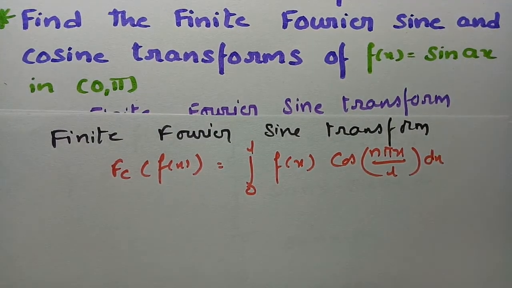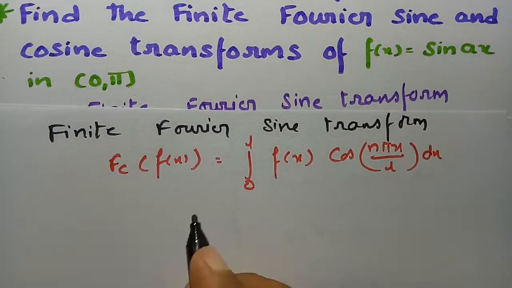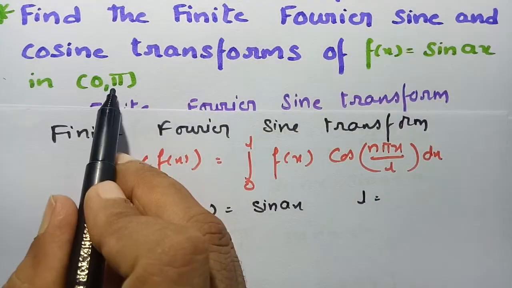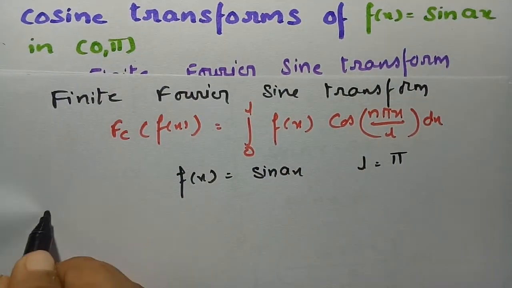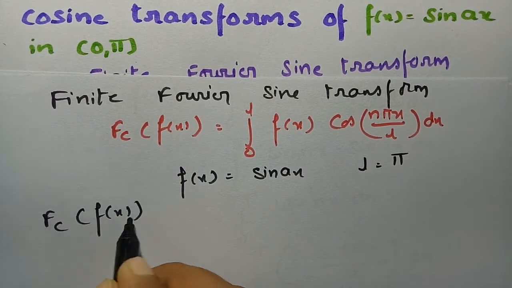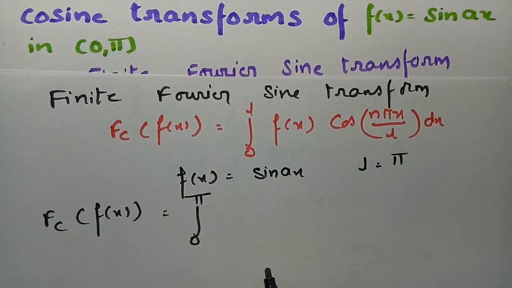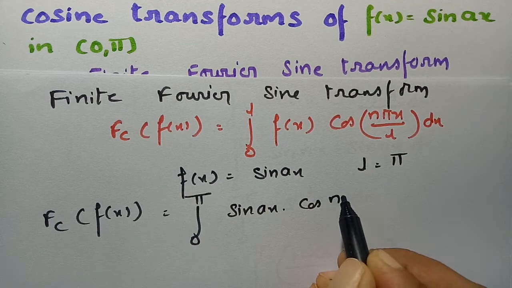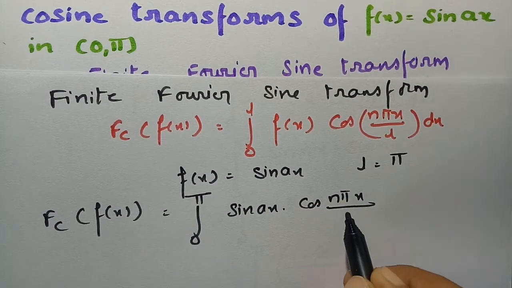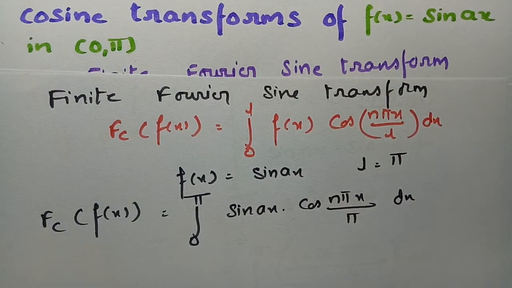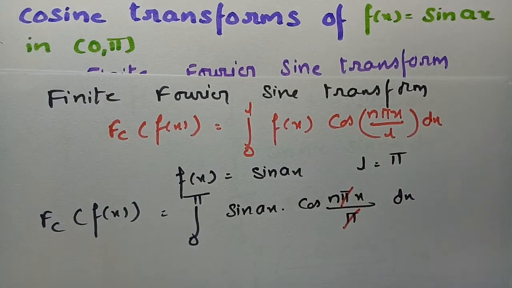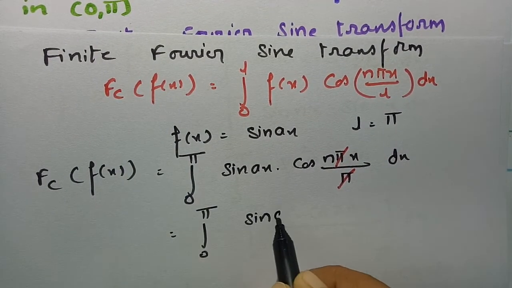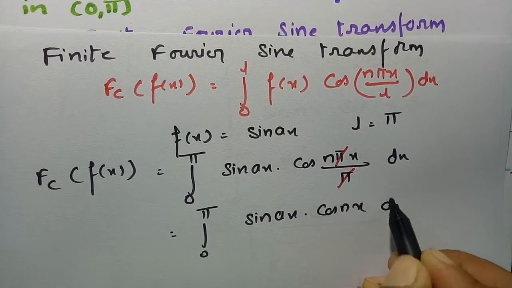Here, from the question, what is f of x? f of x is nothing but sin ax, and our L value is pi. So I'll substitute everything here. Then the Fourier cosine transform of the function f of x is equal to the integral from 0 to pi of sin ax into cos n pi x by L, where L is pi, into dx. So I can cancel this, and write this as the integral from 0 to pi of sin ax into cos nx dx.